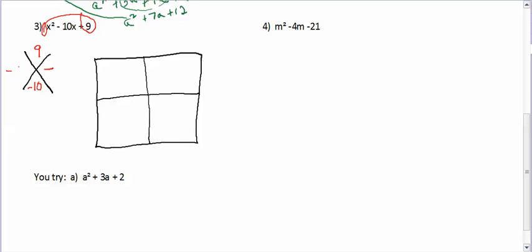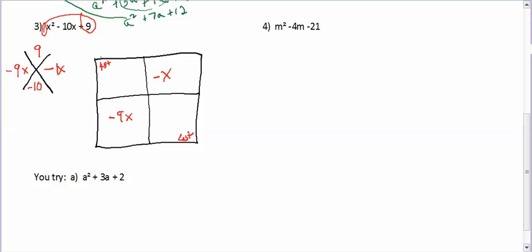1 and 9? 1 plus 9 is 10, so it's 1 and 9. Put your x with these, and those are the two numbers that are going to go in your side over here, negative x and negative 9x. Okay, what goes up here? This is our first term. What goes down here? Our last term.